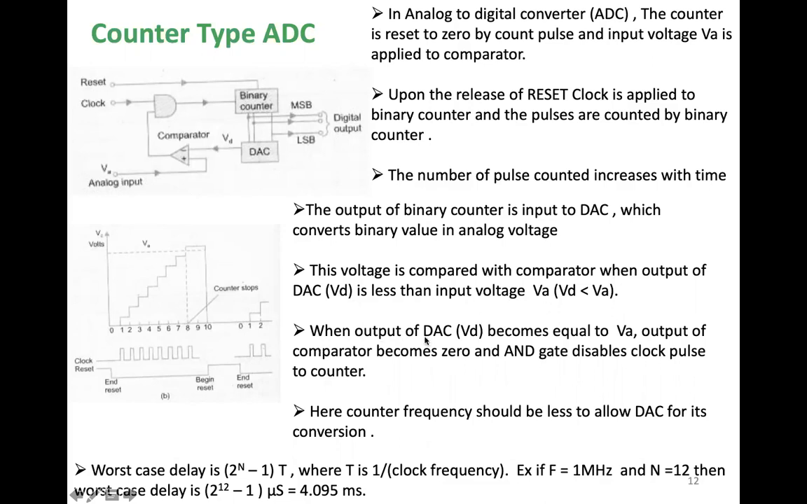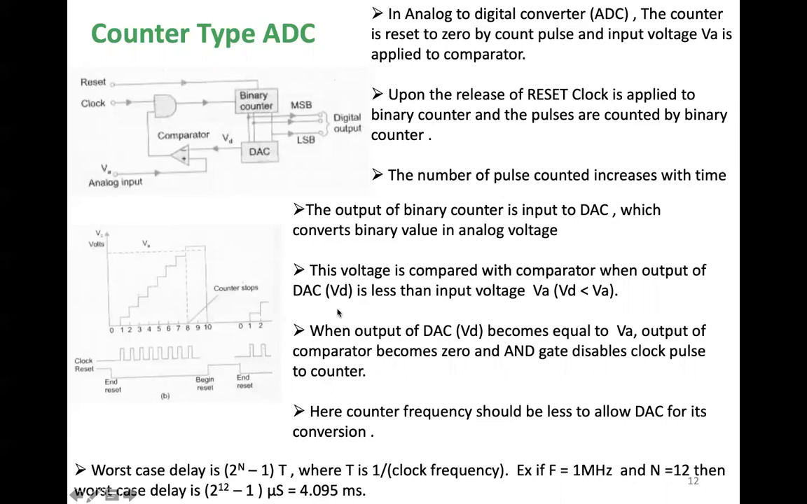When the output of the DAC, which is VD, becomes equal to VA, the output of the comparator becomes 0. Whenever there are differences, it is 1; whenever it is equal, the value becomes 0. Once it becomes 0 here, the binary counter also will become 0. The comparator becomes 0 and the AND gate disables the clock to the counter. If there is no clock, then what will happen? This counter will stop. The counter frequency should be low to allow the DAC time for its conversion.